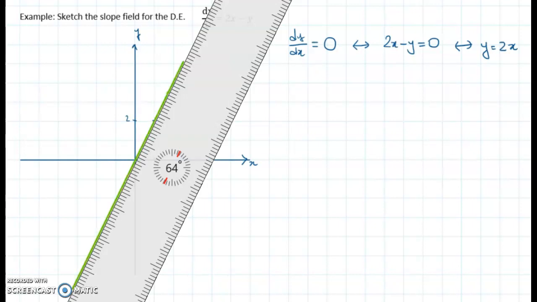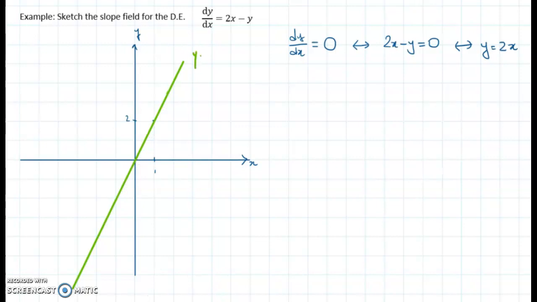This line. So this is y equals 2x. Anytime a solution crosses this line, it will do it with slope 0. So I'm going to draw small lines with slope 0 to symbolize that.